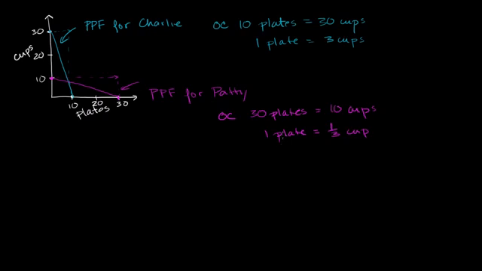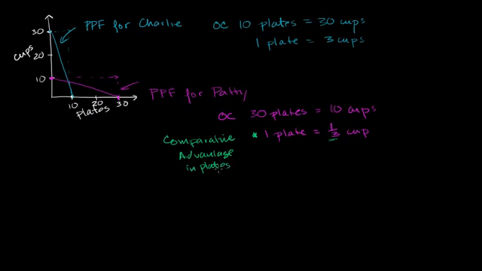We can now compare their relative opportunity costs. The opportunity cost for Charlie to produce a plate is 3 cups. The opportunity cost for Patty to produce a plate is 1/3 of a cup. So for Patty, especially when you measure it in terms of cups, it is cheaper to produce a plate. She has a lower opportunity cost than Charlie does in producing plates. And so relative to Charlie, because her opportunity cost is lower in producing plates, 1/3 relative to 3, we say that Patty has the comparative advantage in plates.